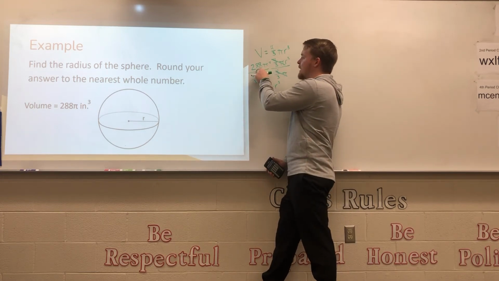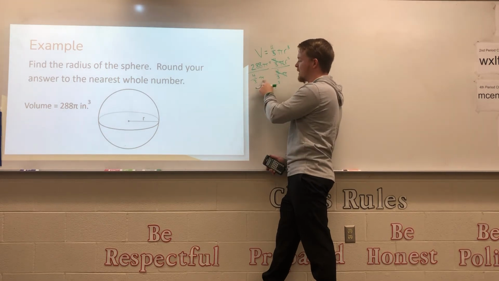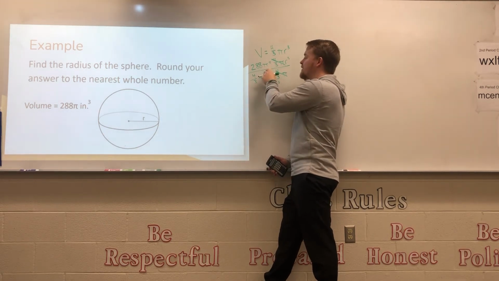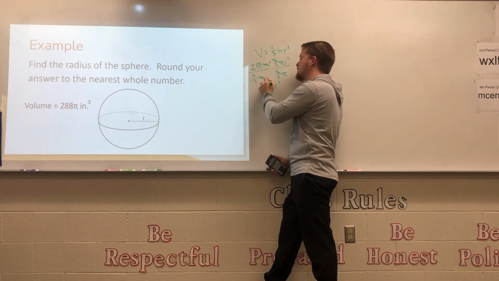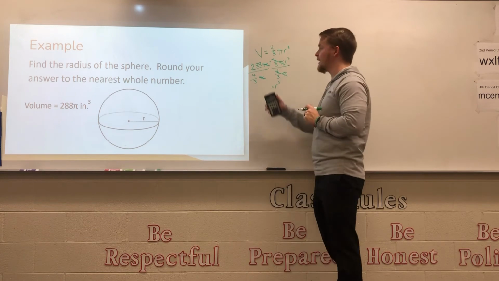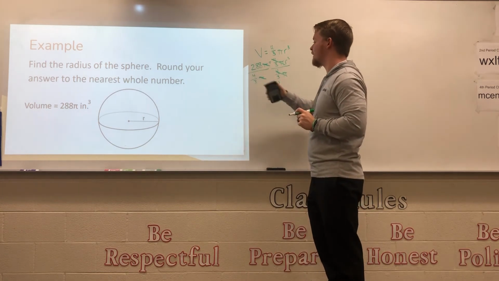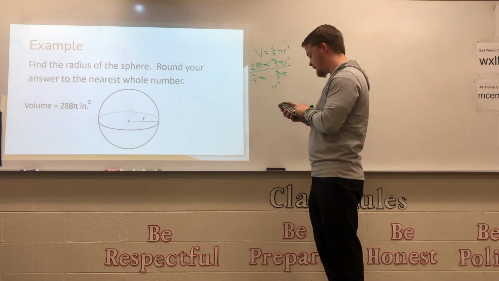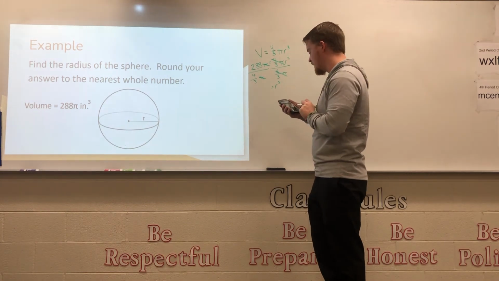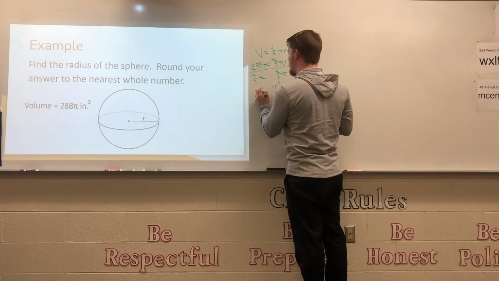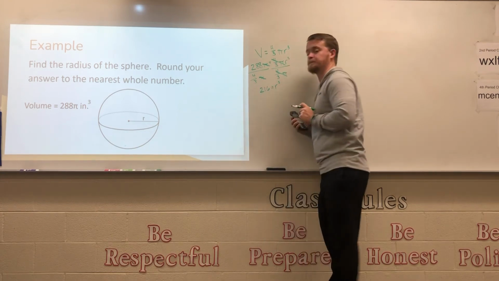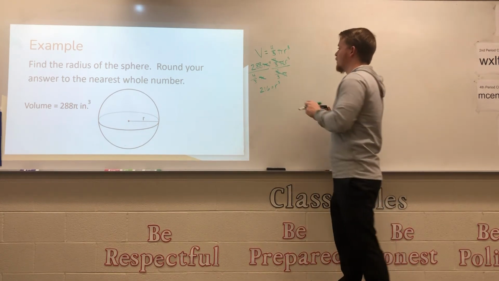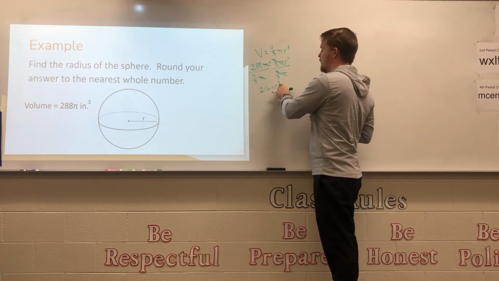So here, there's something interesting that's going to happen and makes it easier on you. You don't have to actually type out 288 times pi and then divide that by 4/3 times pi. If you have a pi on top and bottom, those pi's cancel out. So all you're left with is 288 divided by 4/3. So in your calculator, you'll type 288 divided by 4/3, and that gives you 216. So now we're left with 216 equals r to the 3rd.